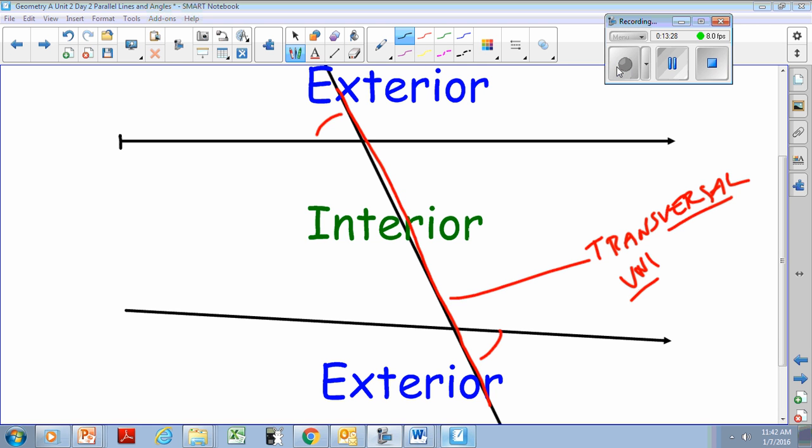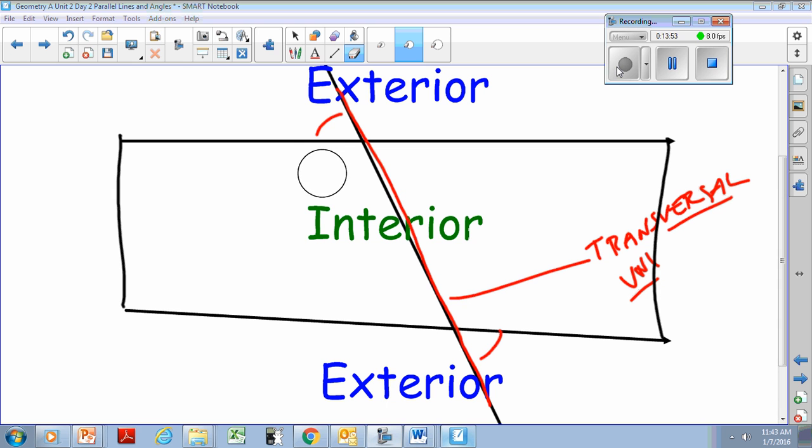Please draw, close it off. Make it look like mine. When they give you the two parallel lines, which they will, if you were to close off the boxes, you could easily see that inside the box is the interior, and anything outside the box is exterior. We know that. So any of the angles they're going to ask you about that are inside the box are going to be called interior angles. Any of the angles that are outside the box are going to be called exterior angles. They're going to have a bunch of names going with it.